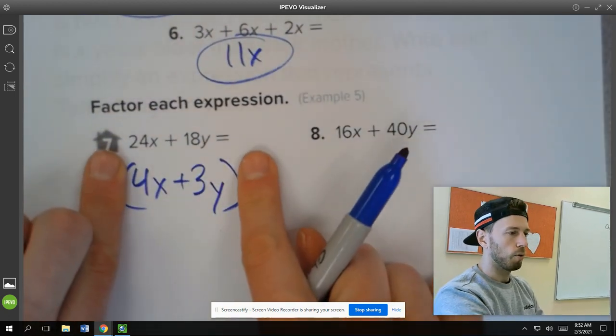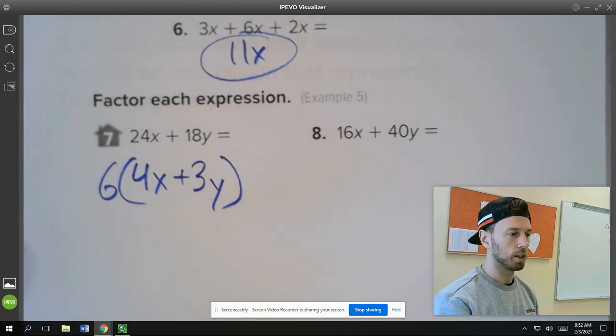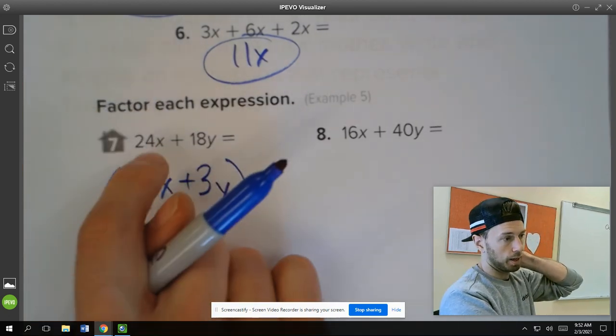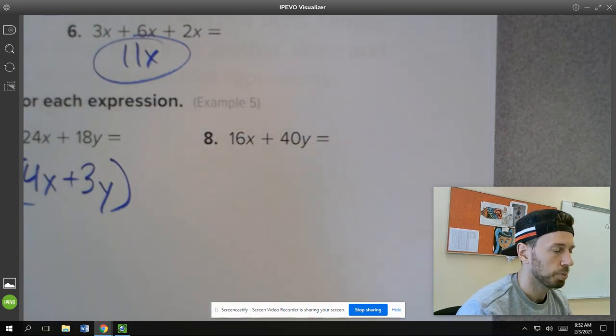We're left with 4x plus 3y, right? We just took the 6 out, factored it out because of multiplication. And we could check our answer really quick just by doing 6 times 4x and 6 times 3y. We would get this up here. This one over here, 16x plus 40y.